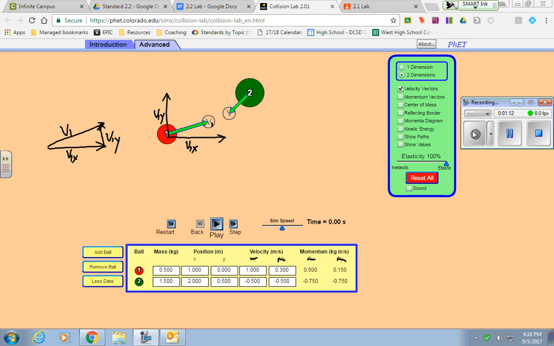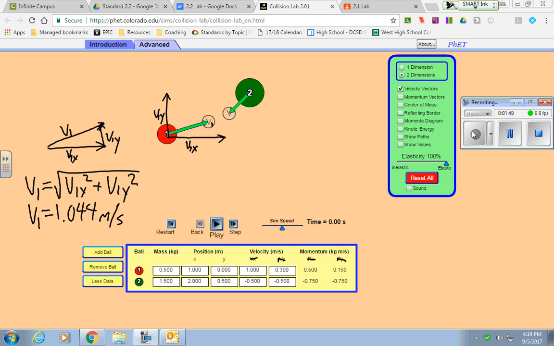Okay, so now what we're going to use is Pythagorean theorem to solve for v1. We don't know any angles, but we do know two sides, so the square root of v1x squared plus v1y squared is going to equal v1, so we can calculate that. So our velocity for our first ball is going to be 1.044 meters per second.